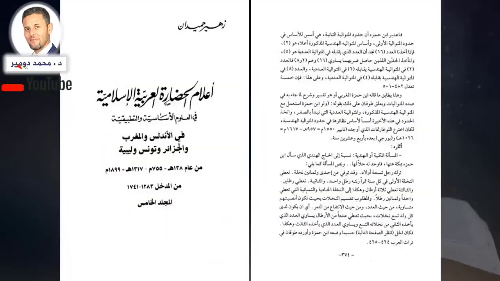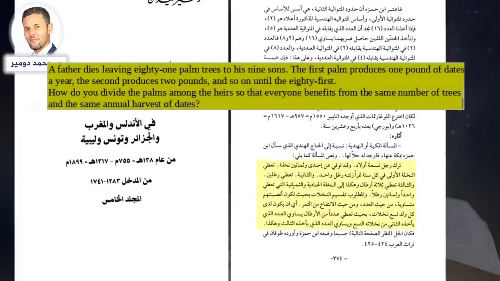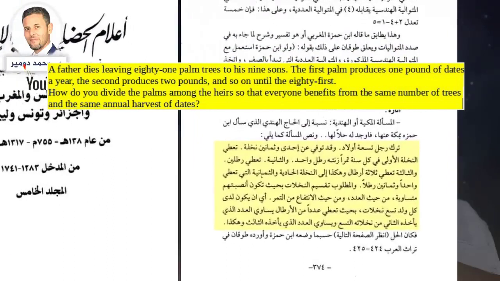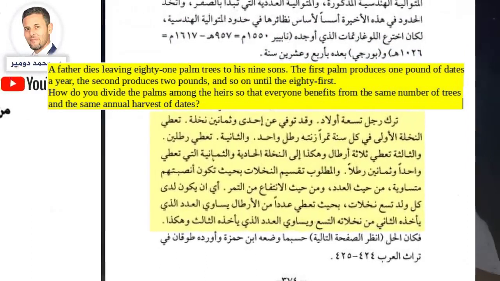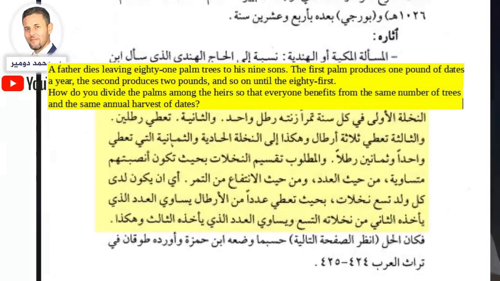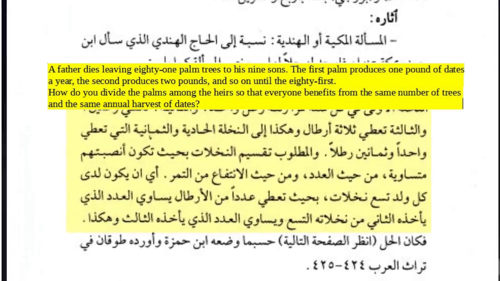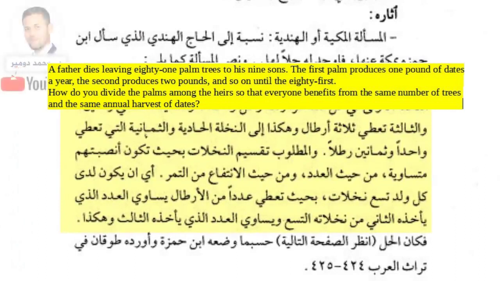it's related to a riddle or a puzzle originated in India, and it says, a man left 9 children and 81 palm trees. The first one produces 1 pound of dates in 1 year, the second one produces 2 pounds, and the third one produces 3 pounds, and so on, until the last one, which produces 81 pounds of dates in a year. The ask is to divide the trees between his kids so their share will be equal in terms of number of trees and in terms of benefits from dates, which means that everyone shall have 9 trees that will produce an exact number of pounds of dates in a year, and this should be true for all 9 children.